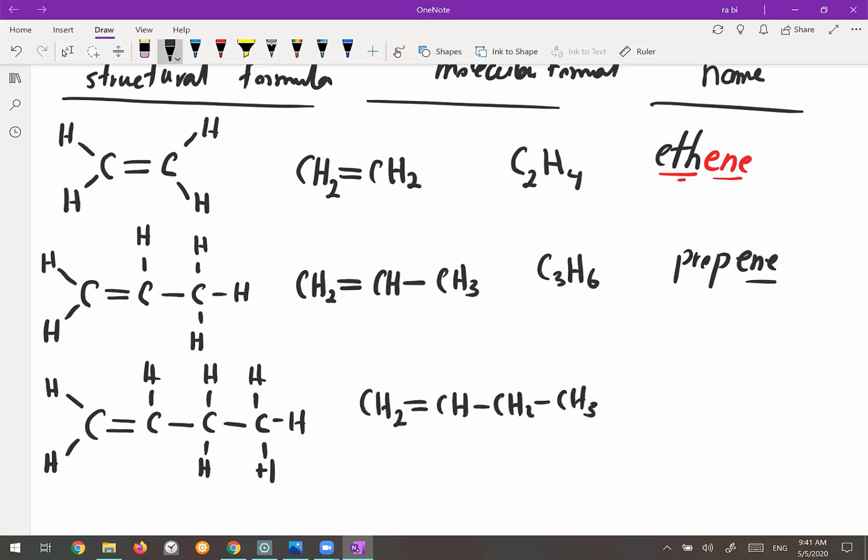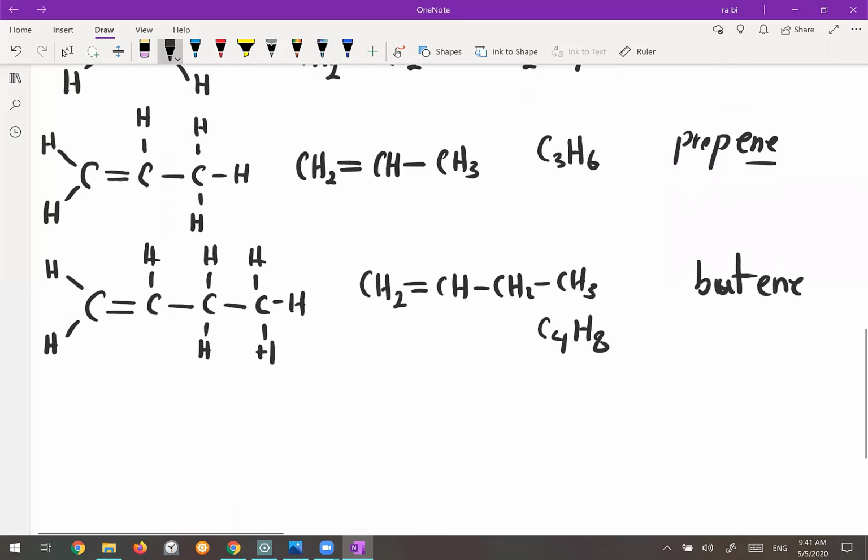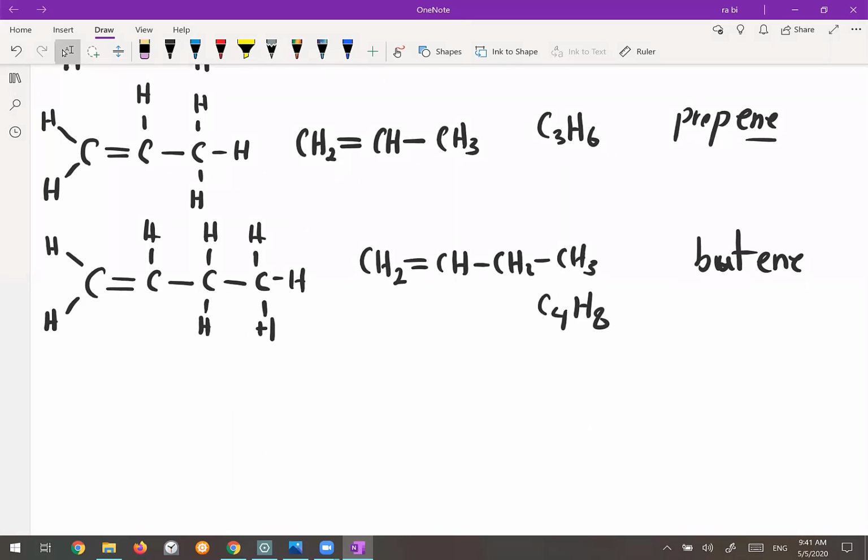The molecular formula: you have 4 carbons, C4, and the number of hydrogens in this structure is 8. The name of this one is butene. Okay, you can guess what would be the next member. The next member is pentene, because from 5 and onward, the name comes from the Greek number, pentene.